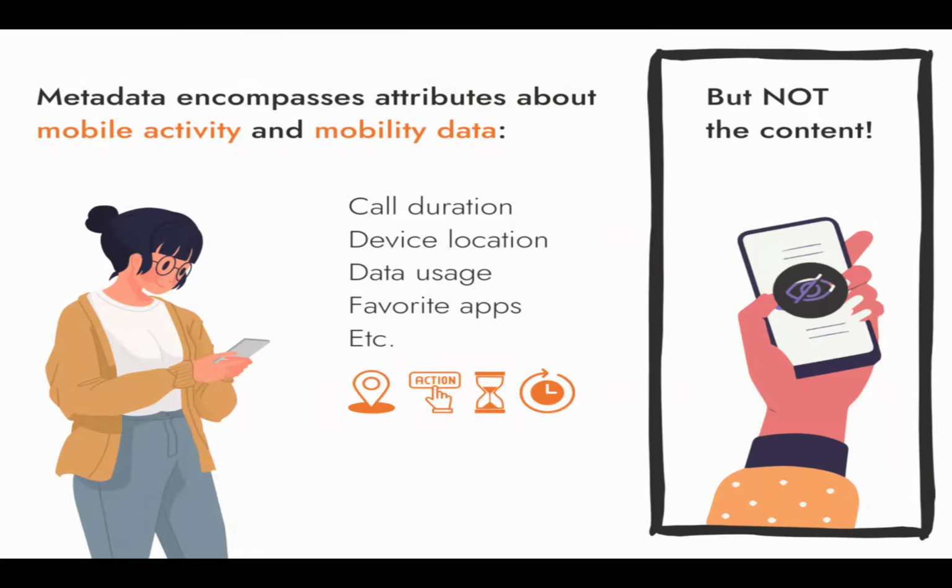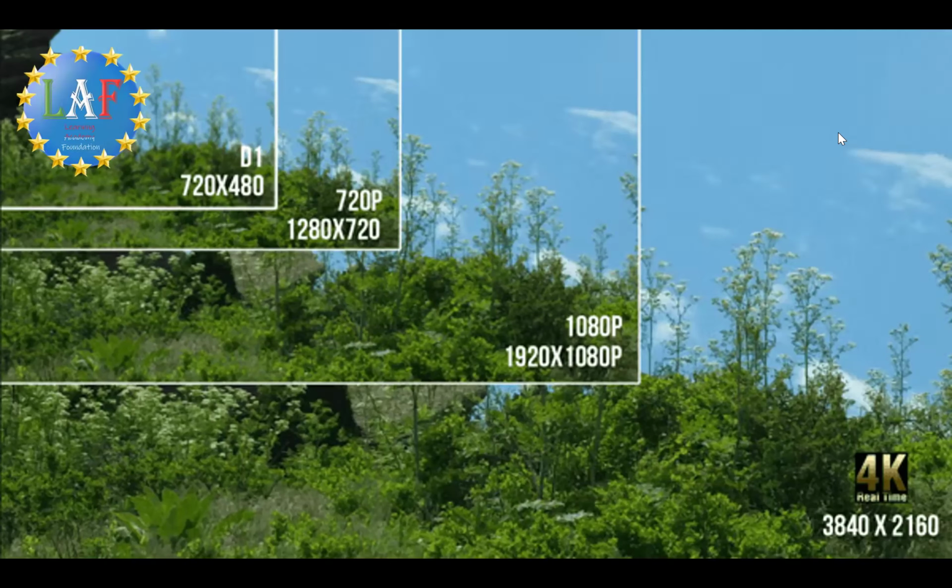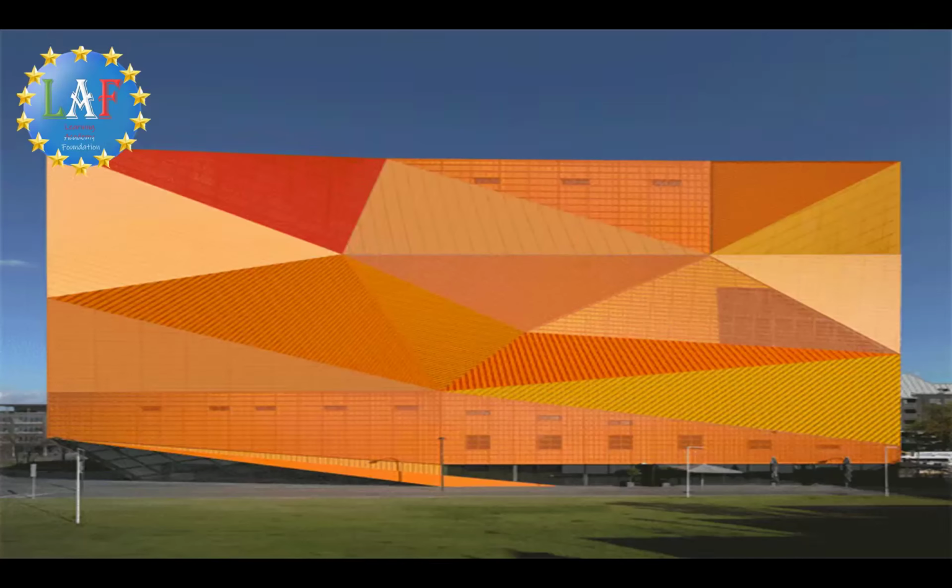And what about metadata? Metadata encompasses attributes about mobile activity and mobility data. It can be duration, device location, data usage, favorite apps, and so on, but not the content. So the hidden story, like dimensions, resolution, even the camera used. Can you see how every image is both art and architecture?